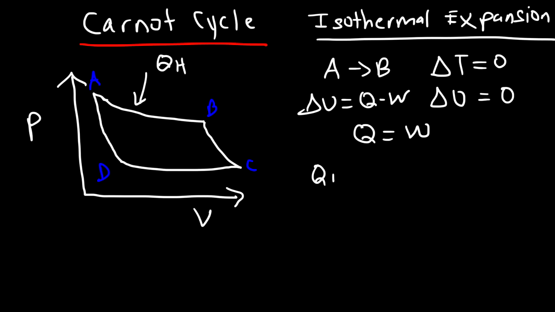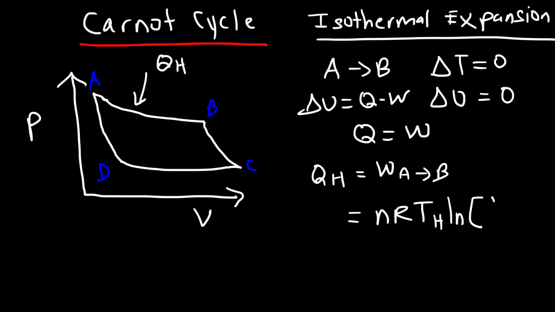Now QH, which is equal to the work going from A to B, you can calculate it using this formula. It's nRT, where T is the temperature of the hot reservoir, multiplied by ln V final over V initial. Now, since we're going from A to B, V final is the volume at B, V initial is the volume at A. So that's how you can calculate QH in this example.